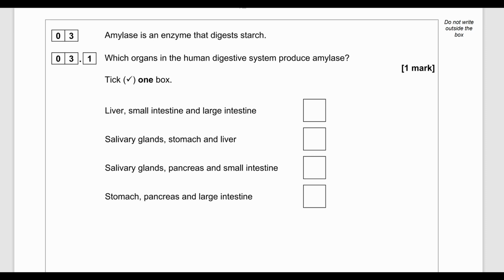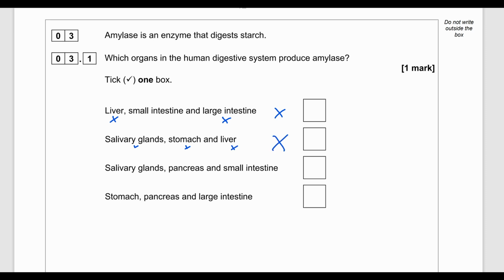First one, it says liver, small intestine, and large intestine. Well, the liver produces enzymes, but none of those that are involved in digestion, so it can't be the liver. The large intestine also doesn't produce any enzymes, so that definitely can't be right. But the small intestine does produce some enzymes, so we should be expecting that later. So it's definitely not the first one. Second one, salivary glands. Yes, that does produce enzymes, and that actually does produce amylase. The stomach, yes, produces enzymes, but not amylase. And again, we said liver is not an option, so it can't be the second one.